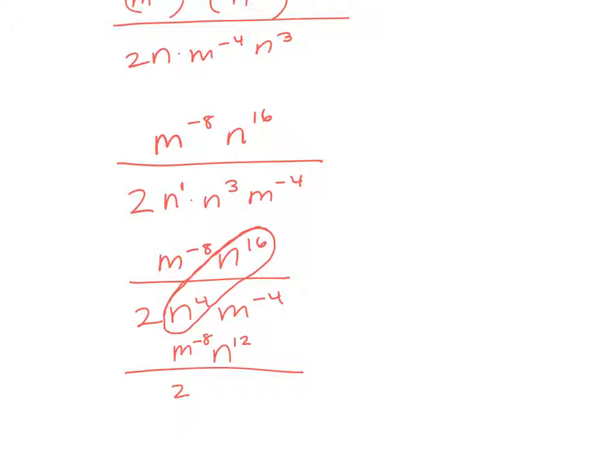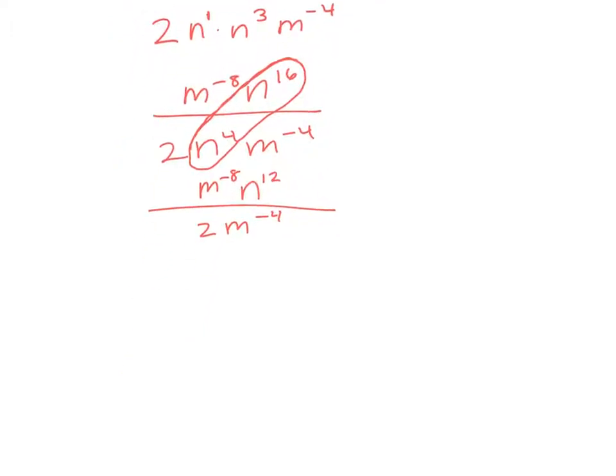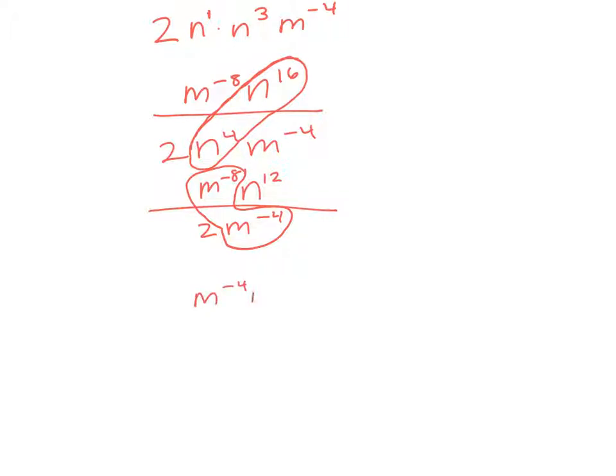And then I still have this part right here. I'm going to do the same thing with the m's. I'm going to subtract my exponents. I have to be careful with the negatives here. That's negative 8 minus negative 4, which is negative 8 plus 4. So that becomes negative 4.